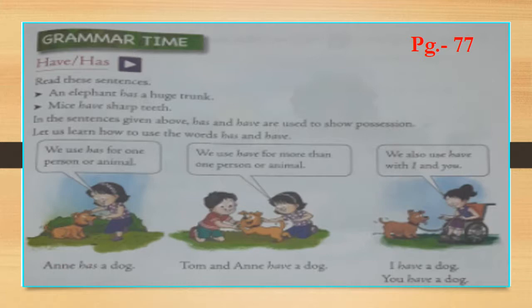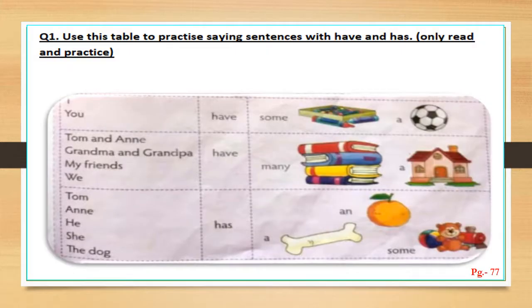Next, see the third. We also use have with I and you. So children, with I subject and you, we will write have. I have a dog. You have a dog. Now children, use this table to practice saying sentences with have and has. Only read and practice. So children, here in the first column we have subject I, you. So with the I and you, we will write have.